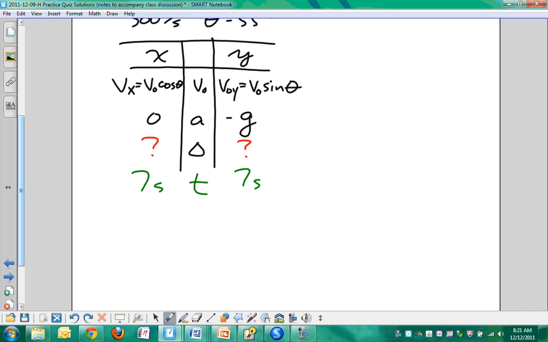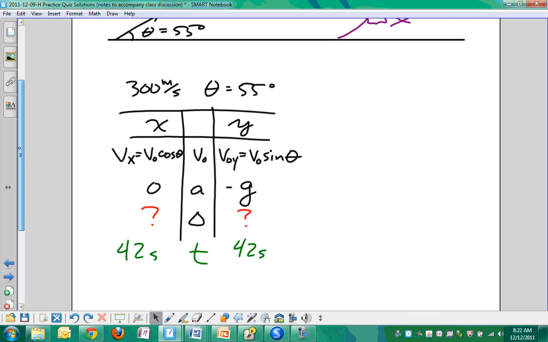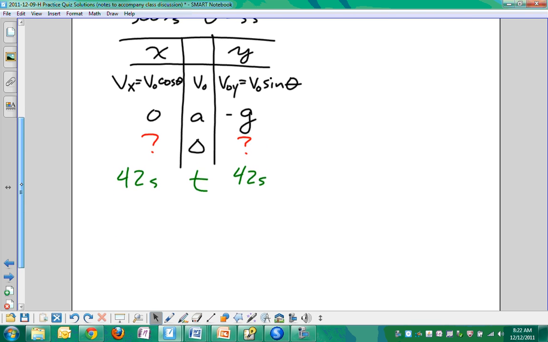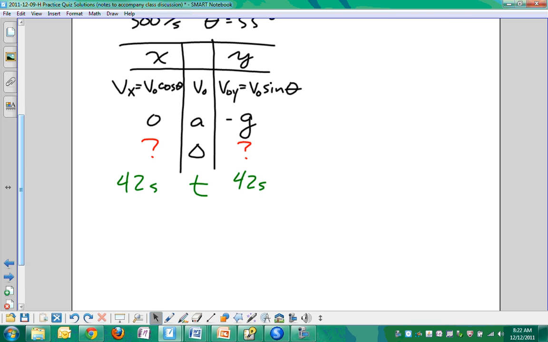42 seconds? Yeah, it sure is. That's in the air for a long time. All right, is it even possible? Taking a look, 300 meters per second at 55 degrees. As I said, we don't have to solve for time in either the x or y, it's just given to us. So in each case, we've got v naught, acceleration, the delta we're looking for, and time. So for each of the x and y dimensions, what equation are we going to use?